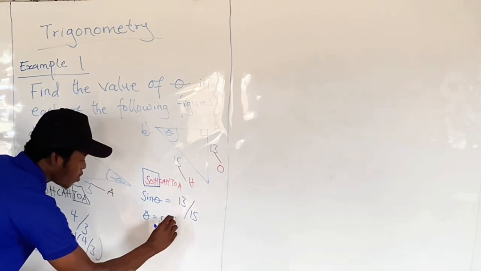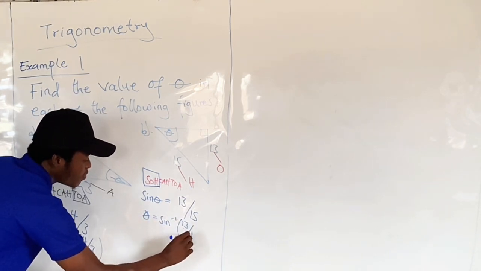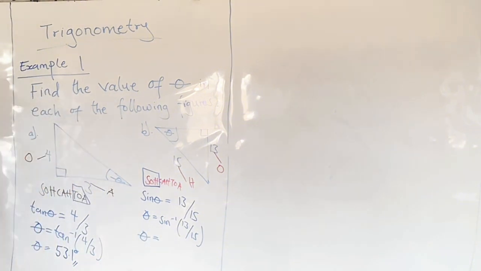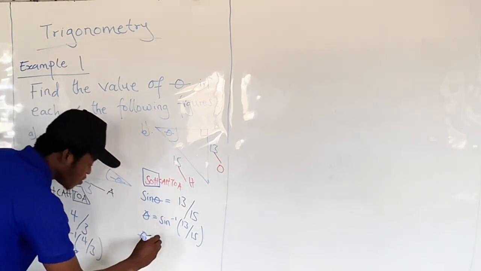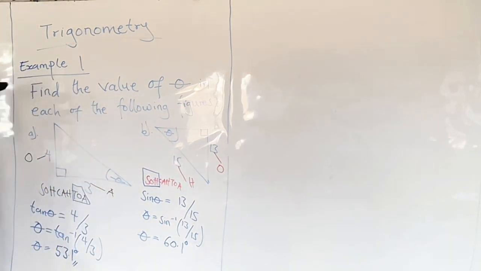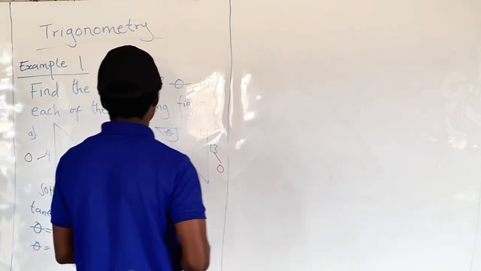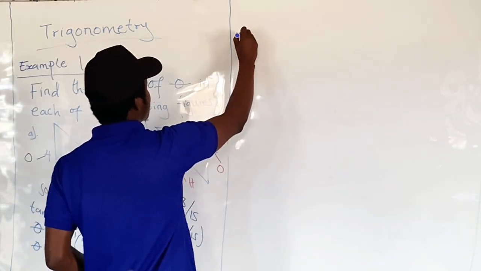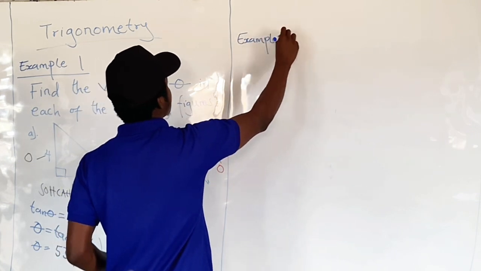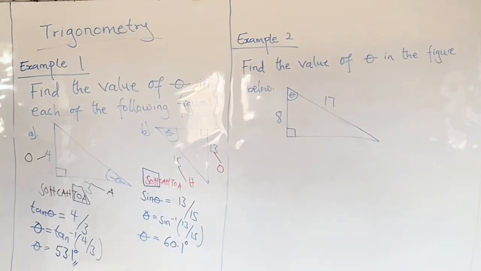To find the angle theta, we know that we will find the sine inverse of the ratio, which is 13 over 15. Theta will now be equal to, solving the sine inverse of 13 over 15 will give 60.1 degrees as the answer. Let's look at the second example. Pause this video and solve on your own. Compare your answer later.